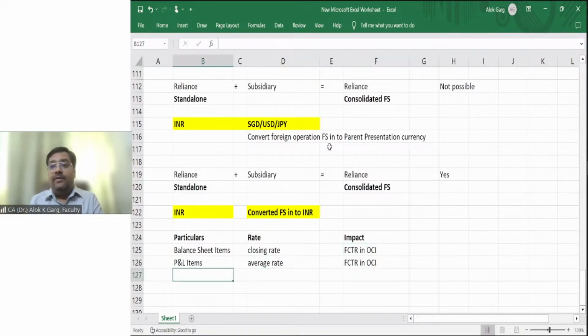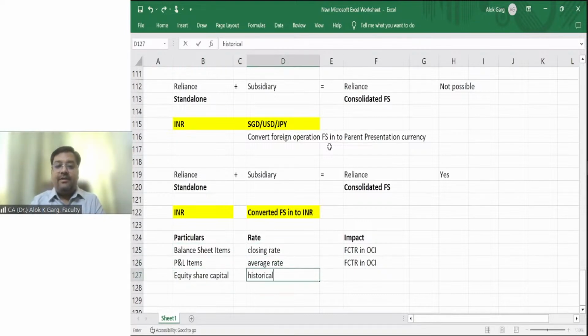Sir, that foreign operation, that subsidiary, associate or joint venture must be having equity share capital as well. At what rate? It's a balance sheet item, but should it be at closing rate? The answer is no. Equity share capital will be at historical rate, and hence there will be no impact.